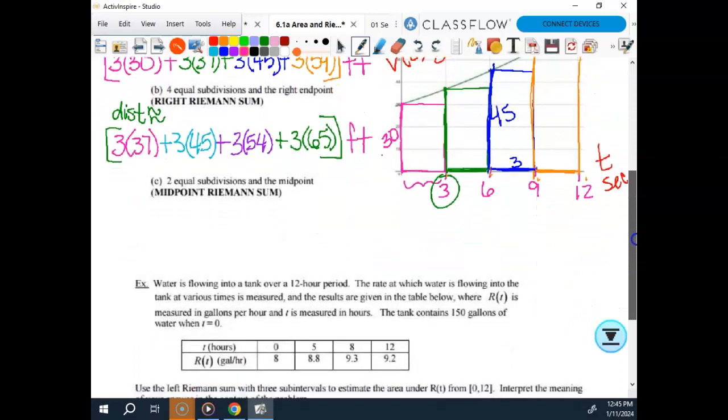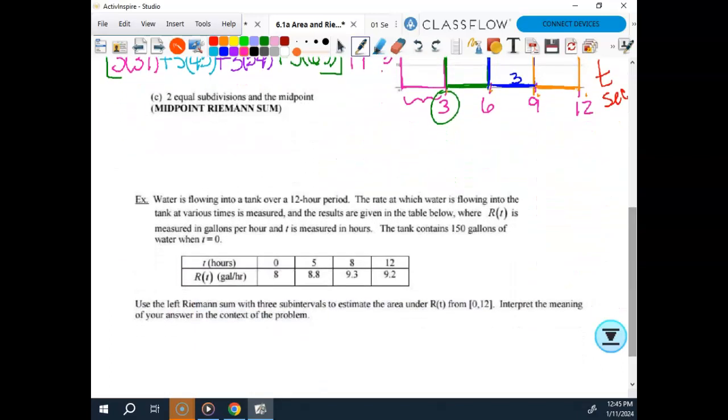All right. So then we have midpoint Riemann sums. We can draw that one right here. So again, we're just going to kind of sketch in this curve, something like that. Now, it says 2 equal subdivisions. I'm going from 0 to 12. Okay, so that means 6 is halfway, right? So what's the base of each one of my rectangles going to be? What's the number? 6, okay?